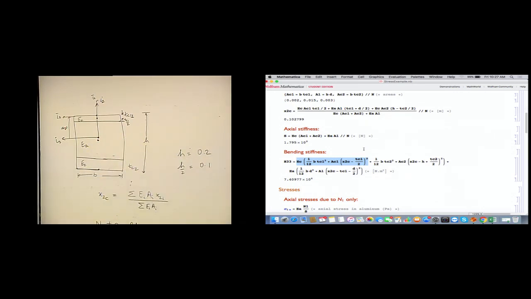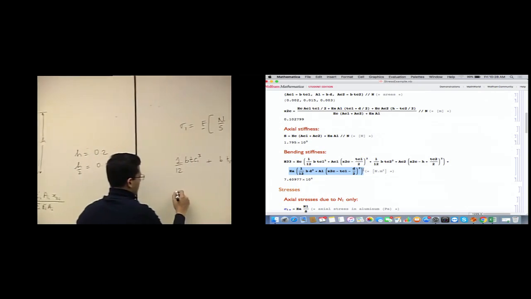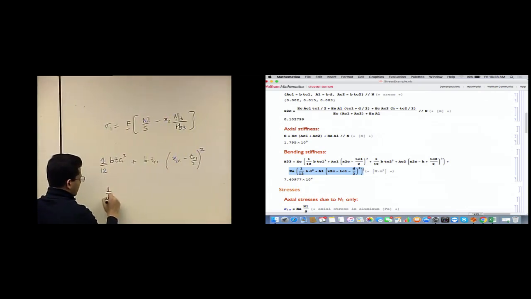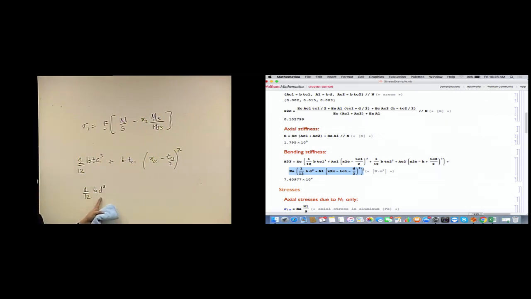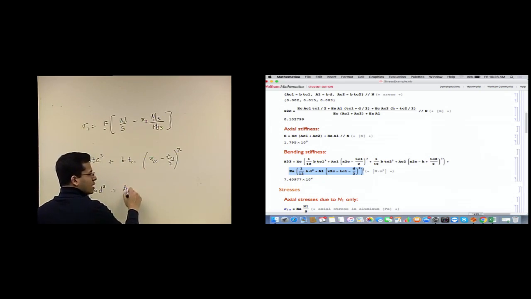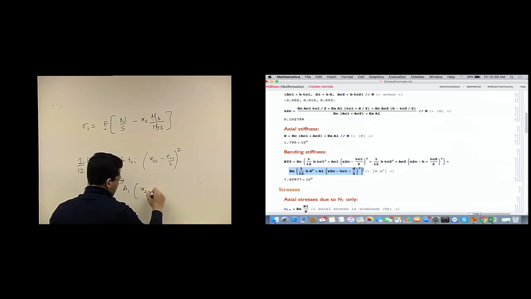So then we will calculate this H33 for the middle layer, which will be 1 over 12 B d cube. D, as you remember, is the height of the middle layer, H minus TC1 minus TC2. So this is the H33 about the centroid of the middle layer. Now we will use the parallel axis theorem. So it becomes A1 times x2c minus TC1 minus D over 2.